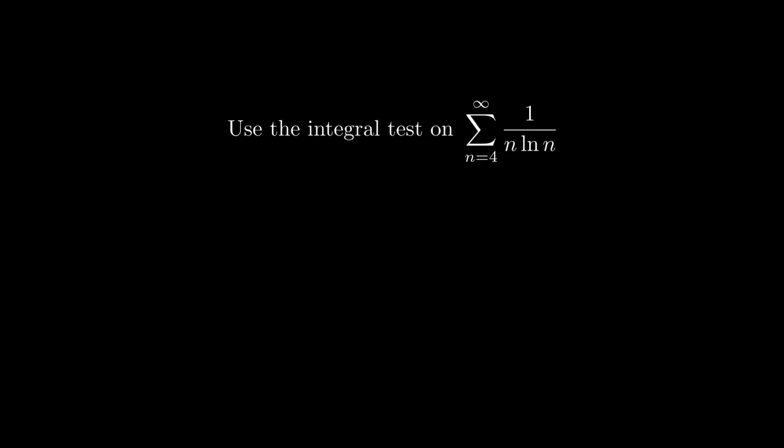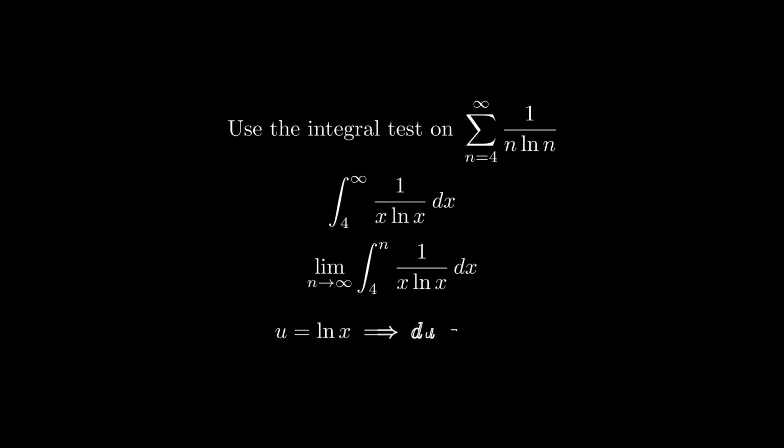So let's integrate 1 over x times the natural log of x from 4 to infinity. So we now bring in a limit, and we make the limit approach infinity, so we can integrate by using u substitution. So we substitute u equals the natural log of x, and then we can differentiate the substitution to get du equals 1 over x times dx, since the derivative of the natural log function is 1 over x.